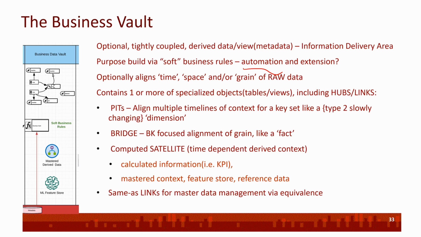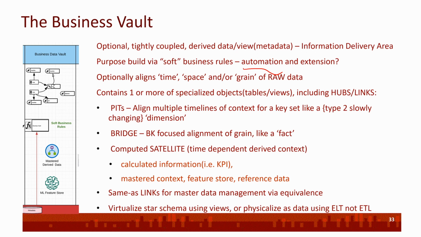A same-as link is something that oftentimes can be built into the business vault because you're doing business key mastering. So you're removing duplicates through a relationship that is equivalence, essentially, with different business keys, because sometimes we have problems in our governance of business keys.